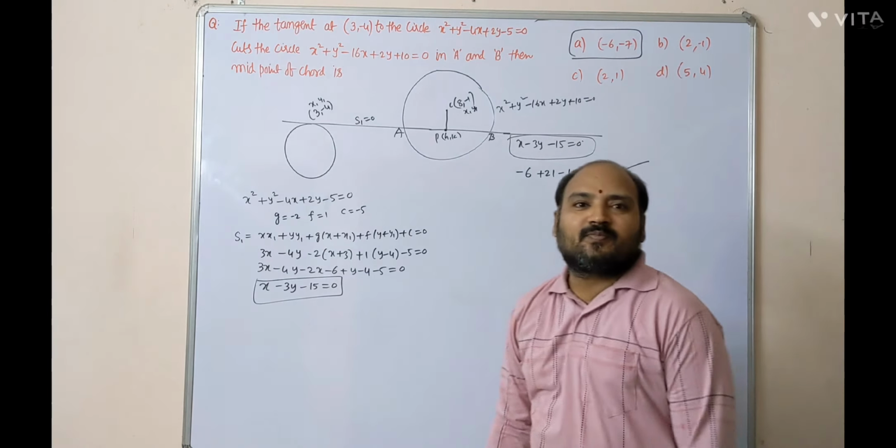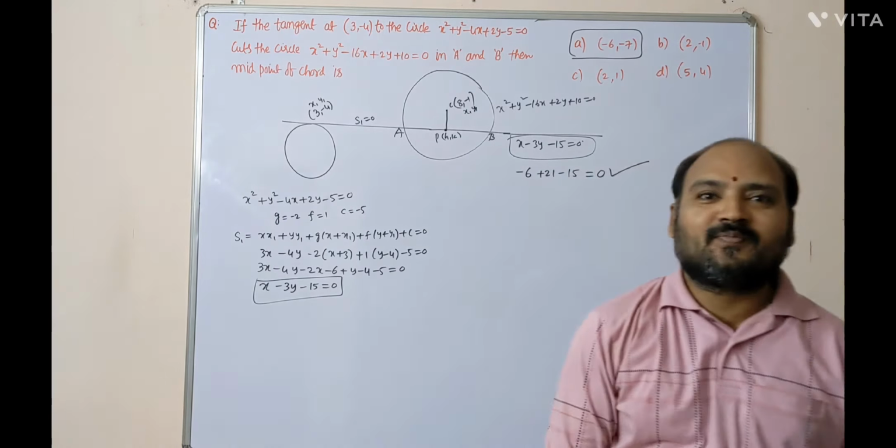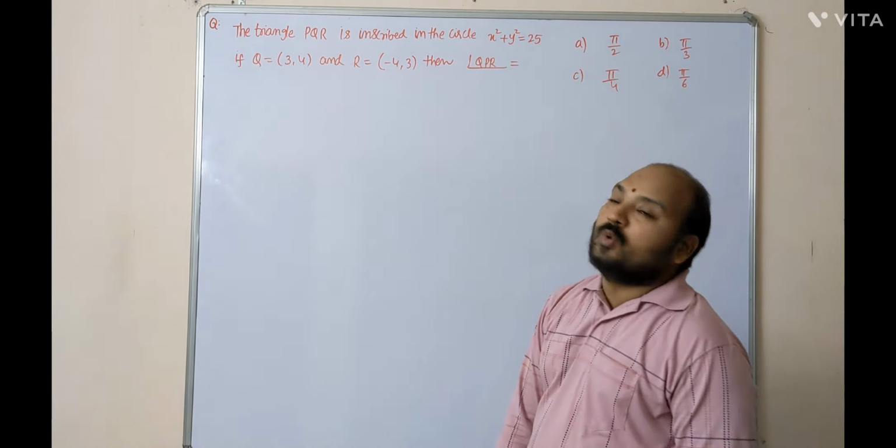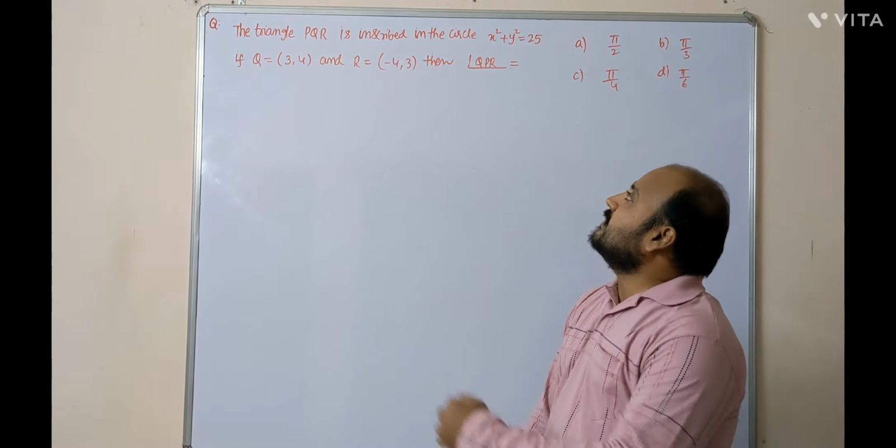We'll move on to the next one. The next question is, the triangle PQR is inscribed in the circle x square plus y square equal to 25. If Q is 3, 4 and R is minus 4, 3, then angle QPR equals what? So first, draw the figure.